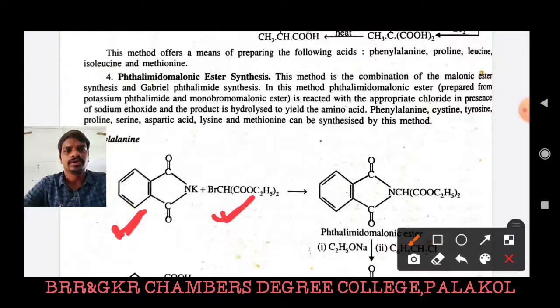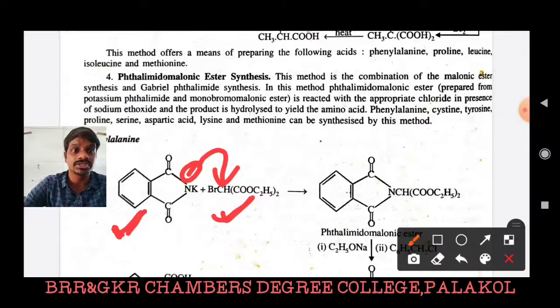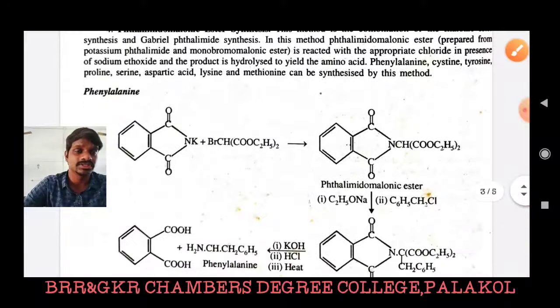On reaction of both compounds, the Br minus is cleaved and the negatively charged species on nitrogen interacts with the positively charged species on carbon, and it produces a phthalimidomalonic ester. This is the phthalimidomalonic ester derivative. Now this derivative, on direct hydrolysis or on treatment with further alkylation, can produce different types of alpha amino acids.